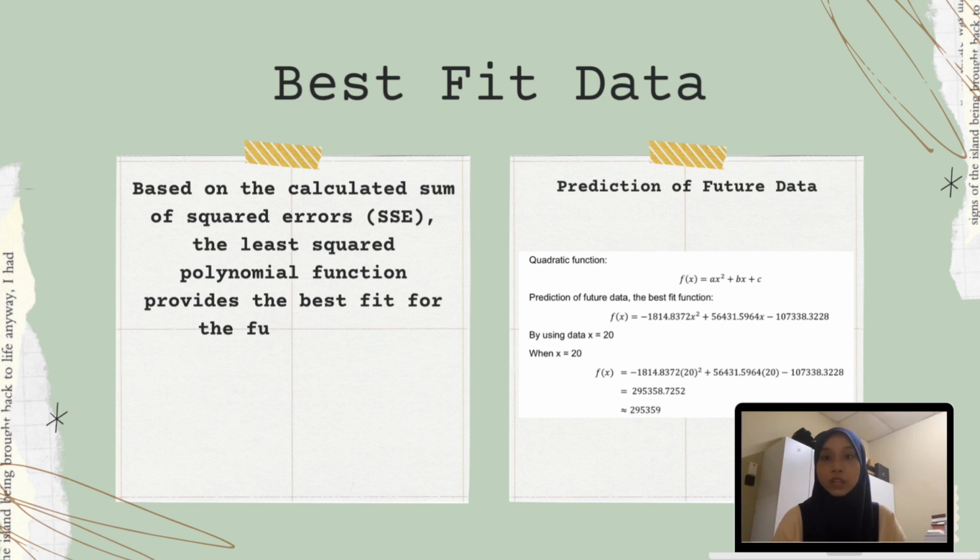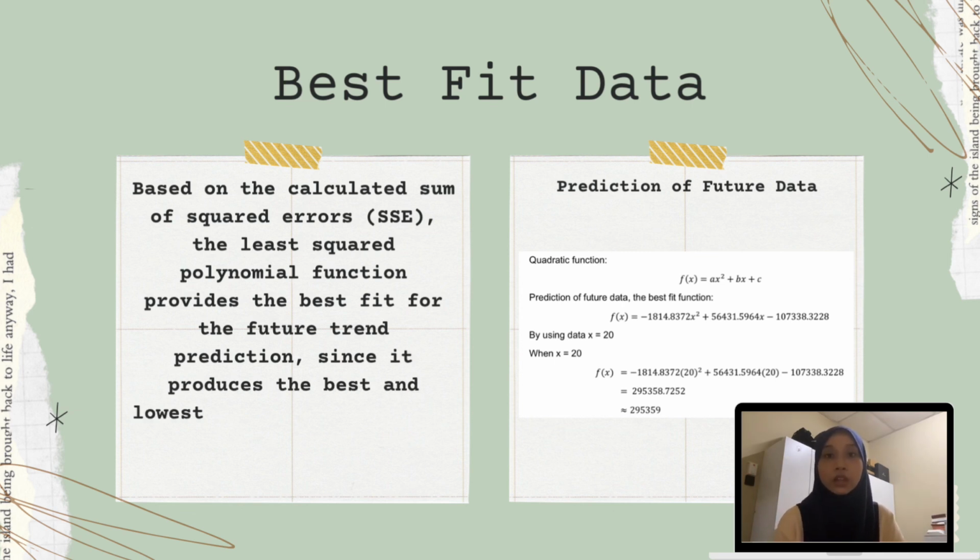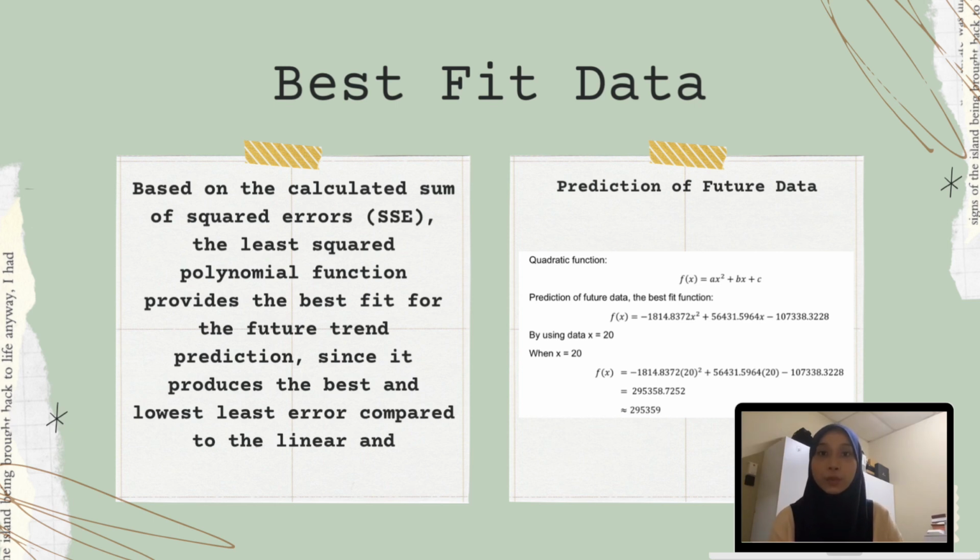We use a quadratic function of the form f(x) equals ax squared plus bx plus c. For our regression, the best fit quadratic equation is f(x) equals negative 1814.8372x squared plus 5643.5964x minus 10733.3228. To predict the value when x equals 20, we substitute into the function and we get 219,359. So this confirms that the polynomial model not only fits the existing data well, but is also relevant for forecasting future values. That's all. Thank you.